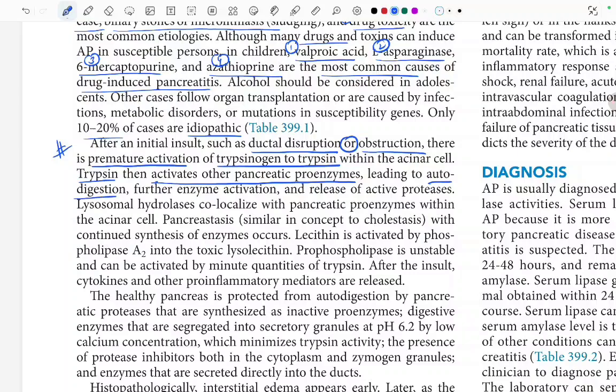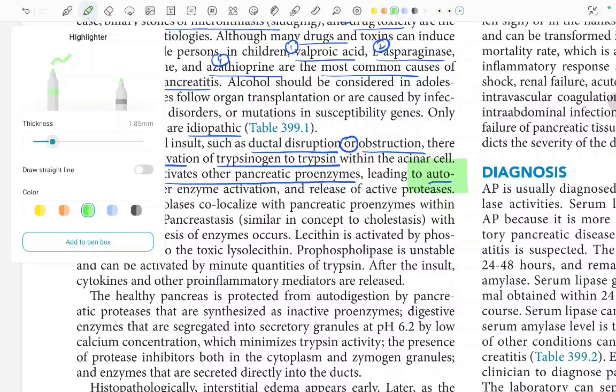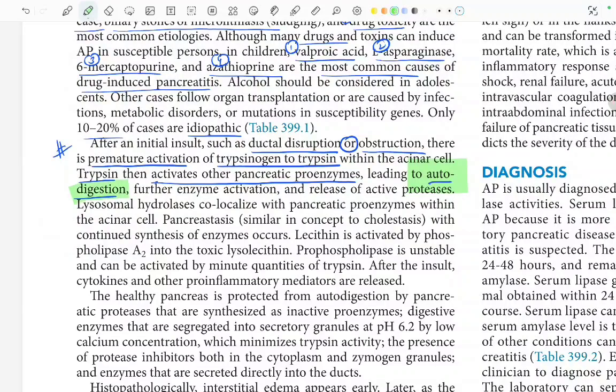We know this pathophysiology, right? Due to obstruction, trypsin is activated, trypsin then activates other proenzymes, which leads to, the main thing, autodigestion. Further enzyme activation and release of active proteases. So other proteases are also released and other enzymes are also activated. Lysosomal hydrolases co-localize with pancreatic proenzymes within the acinar cells. So lysosomal hydrolases are also present with the pancreatic proenzymes in the acinar cells.